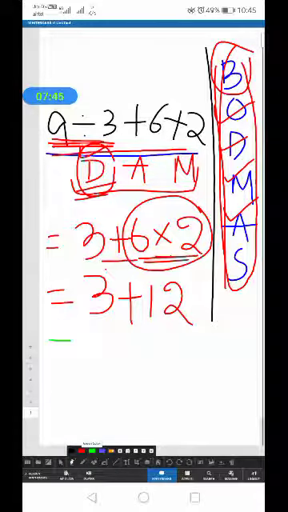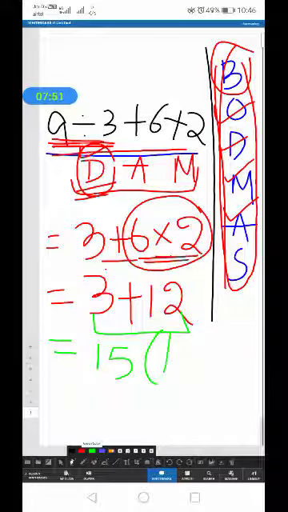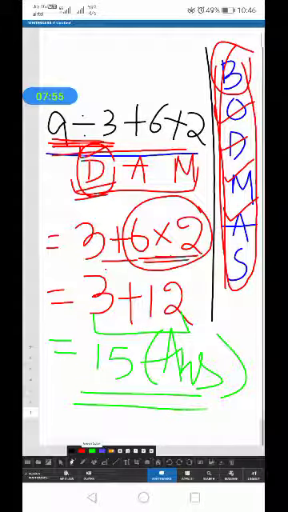Now the next step will be what? Only addition is there. 3 plus 12 will give us 15. So this is the answer. Isn't it so easy? Isn't it so interesting? Just apply this rule and solve all the questions. Everybody understood?